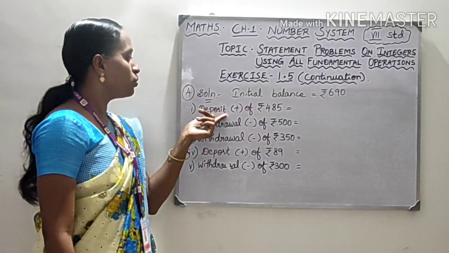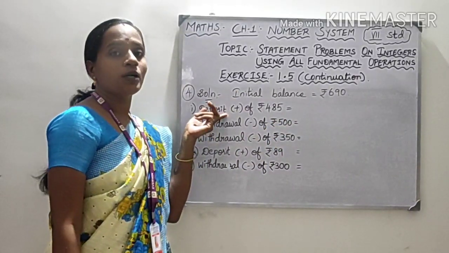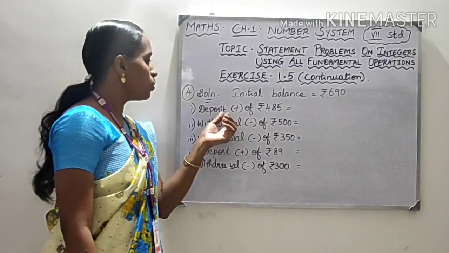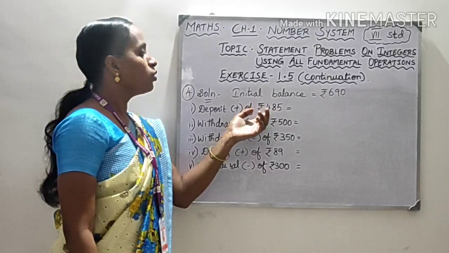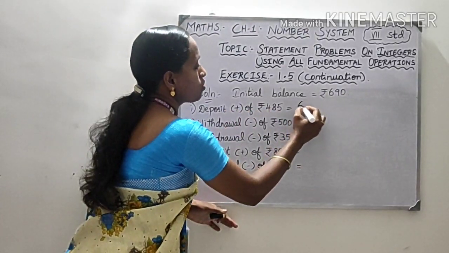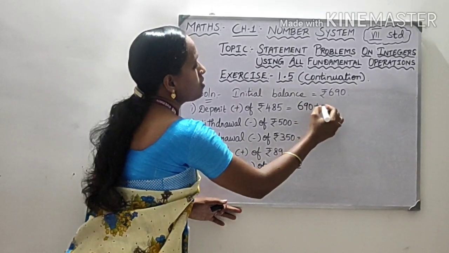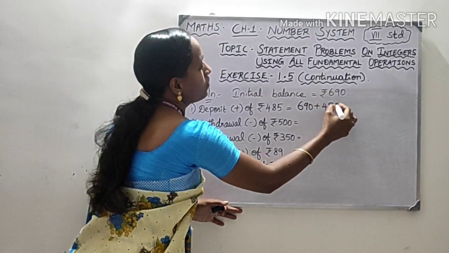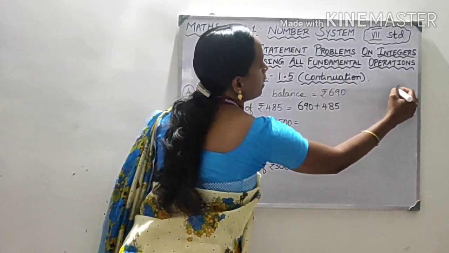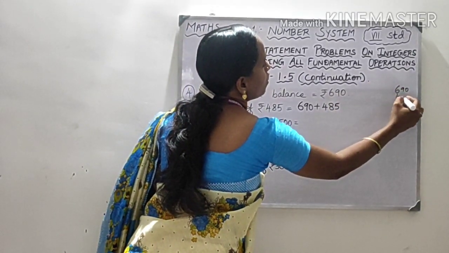Then we are going to do the first one. We are going to deposit. Deposit is nothing but we are adding the amount in our account. So depositing of rupees 485. So we can do addition. So 690 plus 485. We have to do the addition.